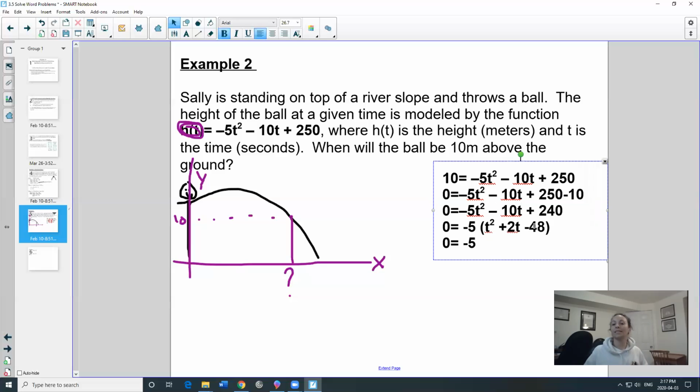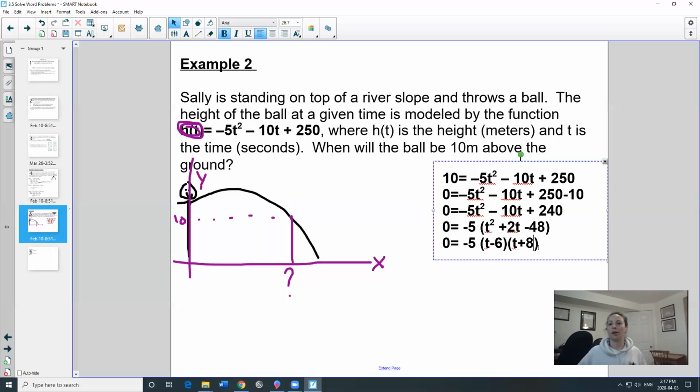Now I need to factor inside my brackets. So I've common factored the -5, and now I'm going to factor t squared plus 2t minus 48. You have to find two numbers that multiply to -48 and add up to 2. +8 and -6. So t minus 6 and t plus 8. Just double check: -6 times +8, you get -48. -6 plus 8, you get +2. So that would be my factors.